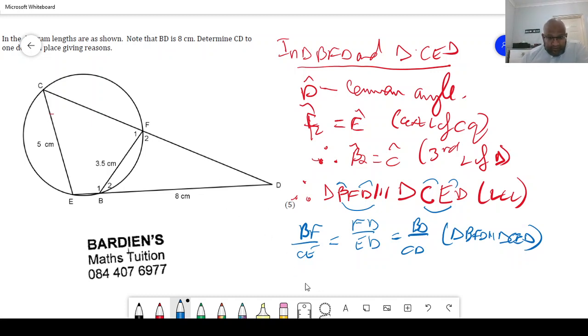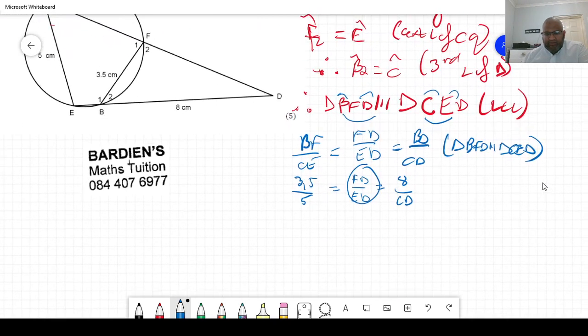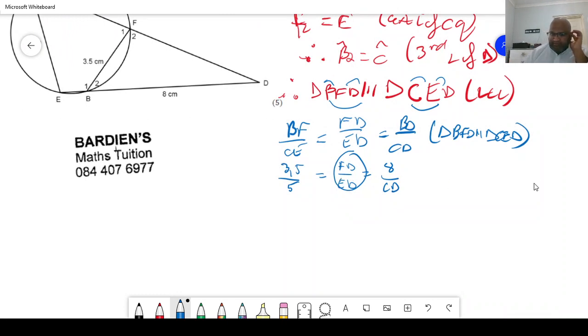So with that in mind, we're going to investigate where is FB. BF is going to be 3.5 over CE, which is 5, equals FD, which is unknown, over ED, unknown, equals BD, which is 8, over CD, which is what you want to calculate. Now, did I have to say this here? No, you didn't have to, because there is enough information there.